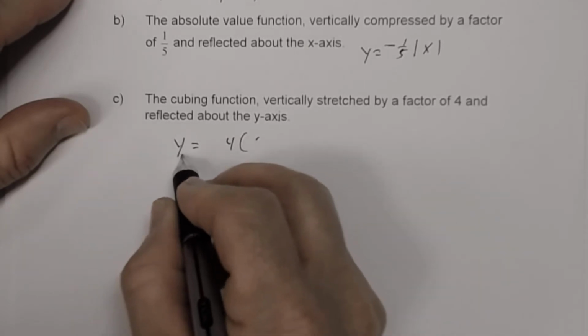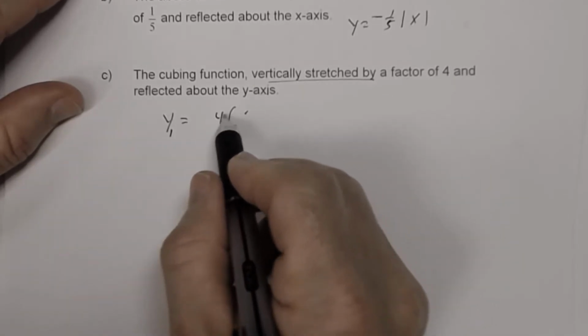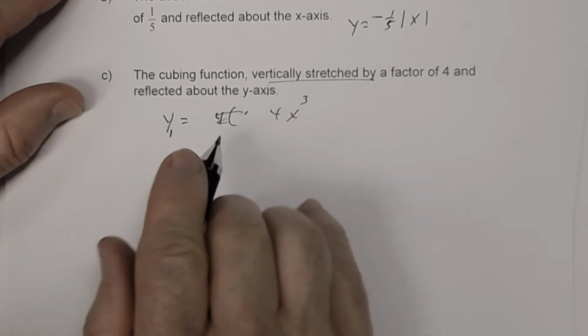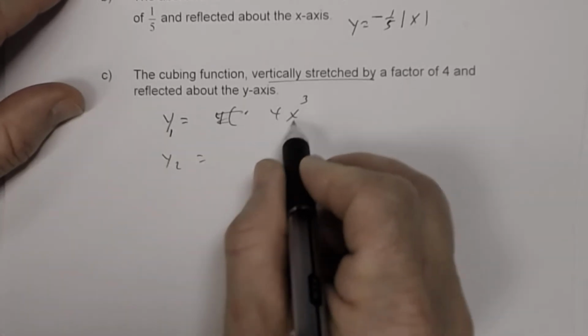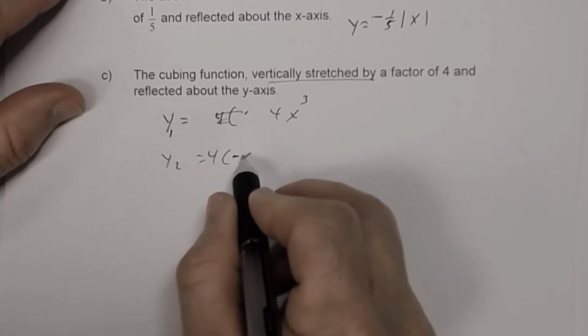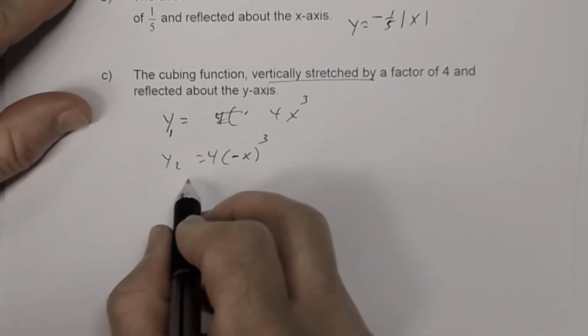Let me do the first transformation. Let's do each one separately. The first transformation is I'm going to have 4x cubed. Okay, I agree with that. Then let's do the reflection. So the reflection, then you're going to say this. I'm going to take this, and if I'm going to have a reflection, then that means that x has to be negative. All right, just like that. And that's true. That is true.